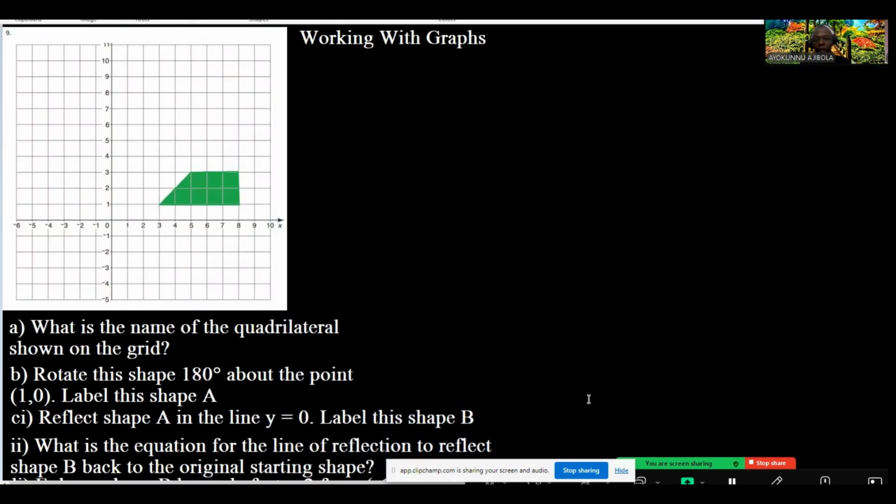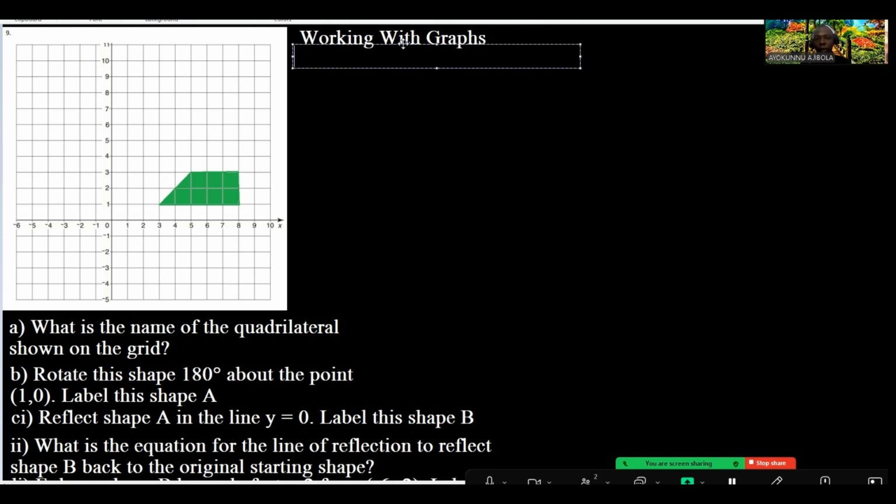The first question asks us to name this shape. It said, what is the name of the quadrilateral shown on the grid? Simple. The name of the shape is a trapezium, or some people call it trapezoid.